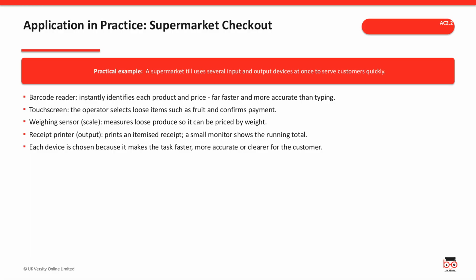Let's watch a few of these working together at a supermarket till. The barcode reader instantly identifies each product and its price, far quicker and more reliable than typing it in. The operator uses a touchscreen to pick loose items like fruit, a weighing sensor prices the produce by weight, and a receipt printer prints the itemized list while a small monitor shows the running total. Every device is there because it makes serving the customer faster, more accurate, or clearer.